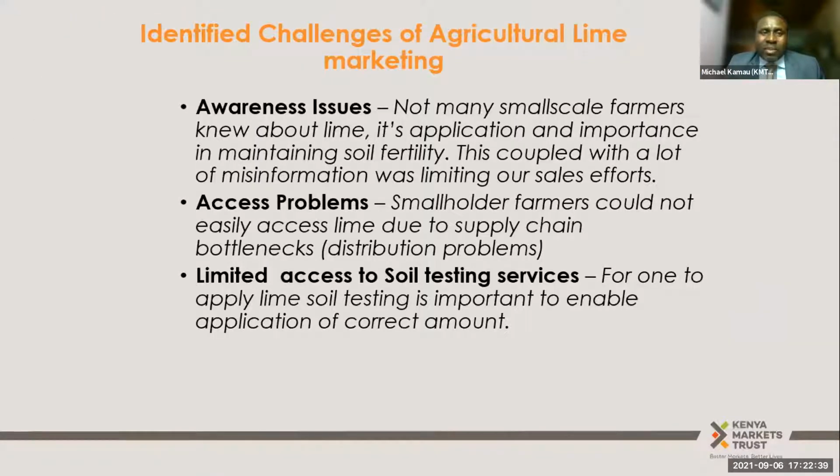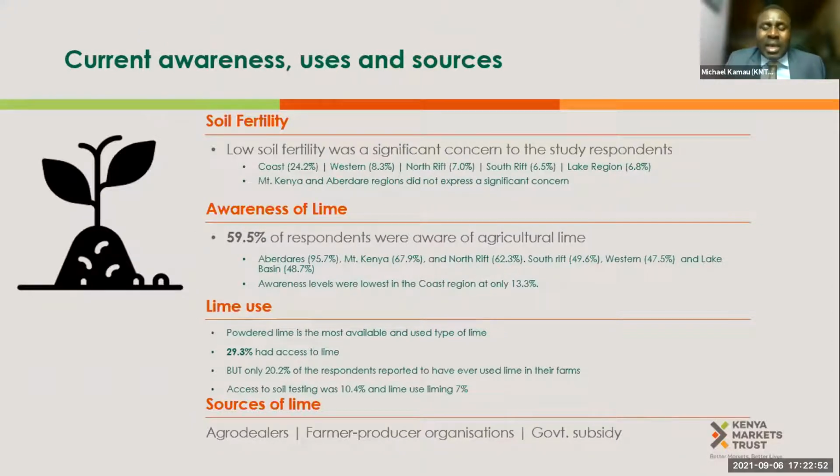The key areas that we identified were awareness issues, access issues, especially distribution problems, and also limited access to soil testing services. If you look at the recent study that we carried out and presented this April, the current awareness of lime in Kenya is a bit high, at 59.5%. But if you look at the issue of soil fertility, most smallholder farmers don't appreciate it as a significant concern impacting their yield. And that's a worrying trend that we need to look at.